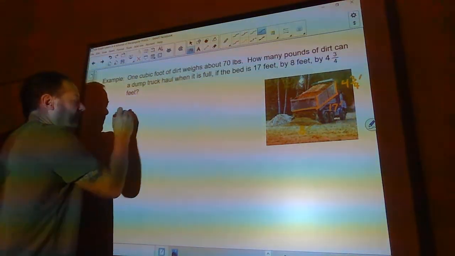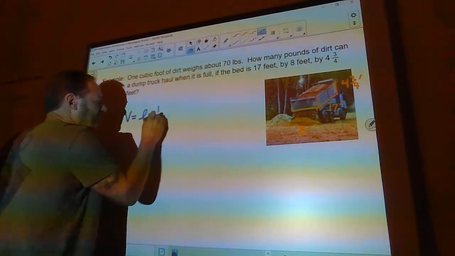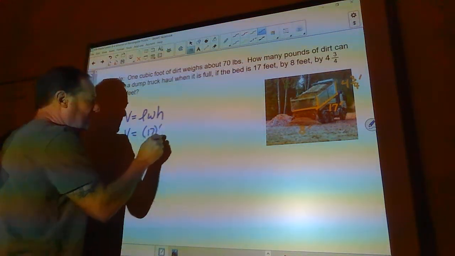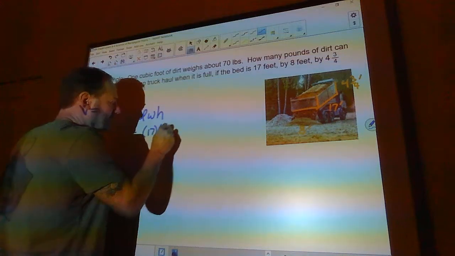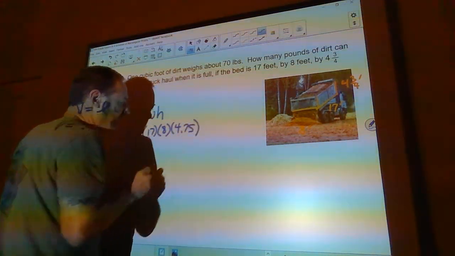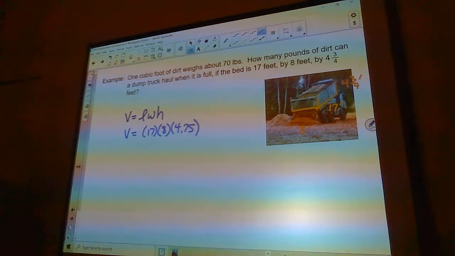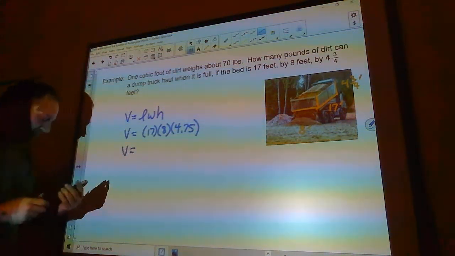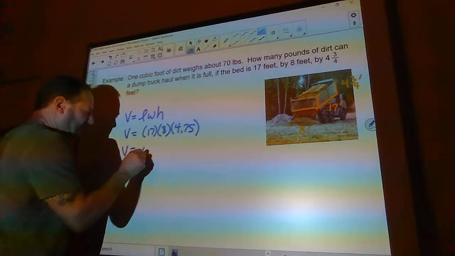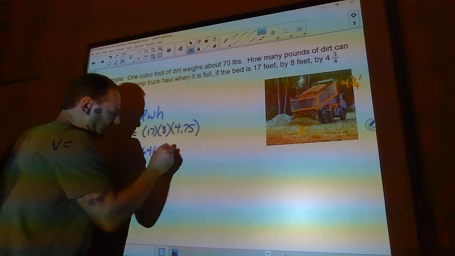Okay, so the volume, that's easy to do. Length times width times height. Okay, so that's going to be 17 times 8 times 4.75. Probably the easiest way to do that. So get out my calculator. 17 times 8. Oops, let's clear it out. 17 times 8 times 4.75. 646 cubic feet.